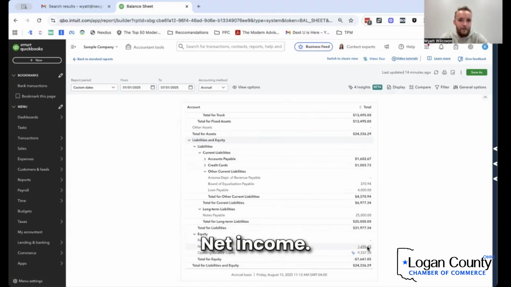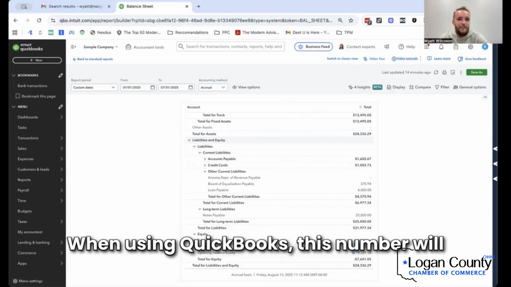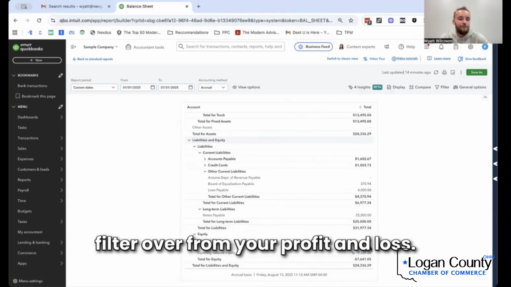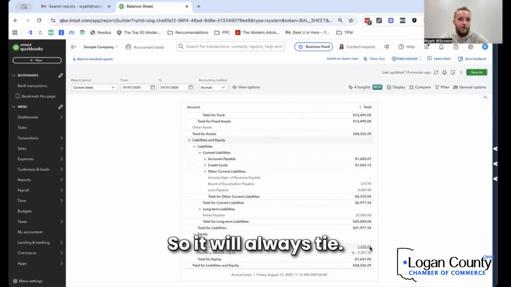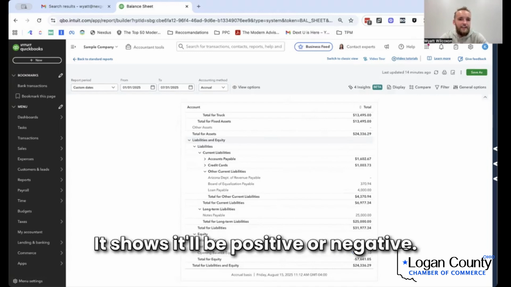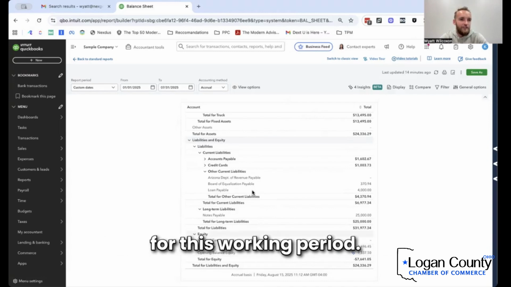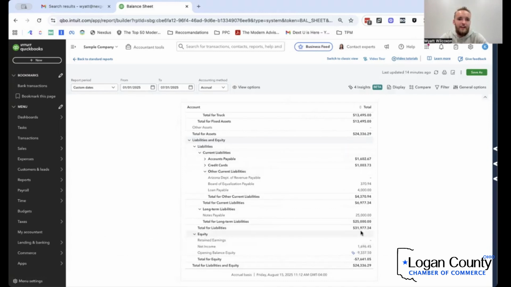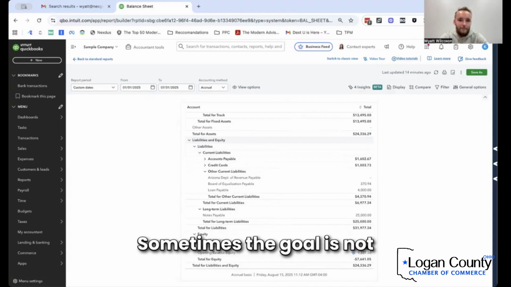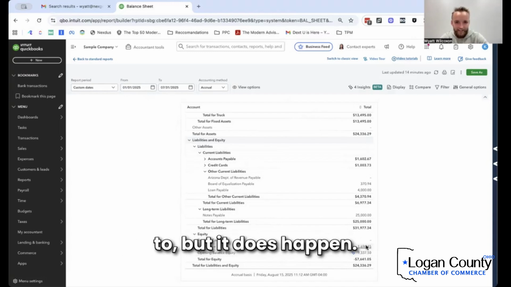Net income, when using QuickBooks, this number will filter over from your profit and loss. So it will always tie. It'll be positive or negative. It looks like they were positive for this working period, but it will be negative sometimes. The goal is not to, but it does happen.